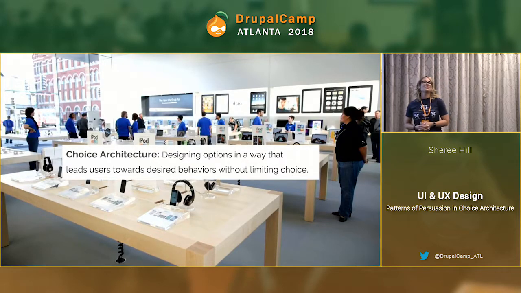So what is choice architecture? Choice architecture is really about designing options in a way that leads users towards desired behaviors without limiting choice. This is something that we encounter every day. I'm sure most of you have been in one of these stores. Choice architects really look at how are the floors laid out? How do we put products so that users can interact with them? How do we reach users and cause engagement?